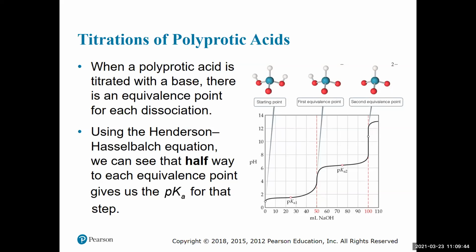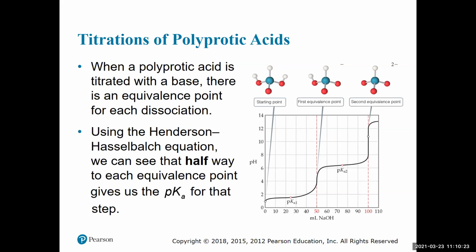We drop that down to 100 mils. Now 50 to 100 mils is how much we titrated to get from the first equivalence point to the second. So that's 50 mils. Half of 50 mils is 25 mils. So 50 plus 25 is 75. We go up to there, and that's our pKa2. We extrapolate over to the pH, and it tells us our pKa2 is maybe 6.2 or something like that. So on these polyprotic acids, you can get multiple equivalence points.